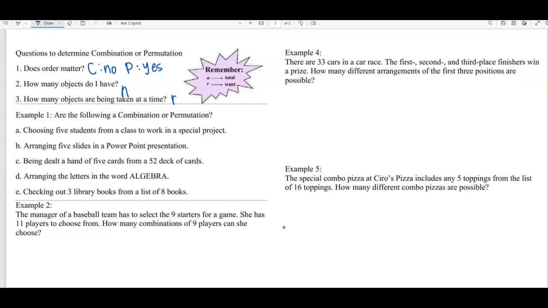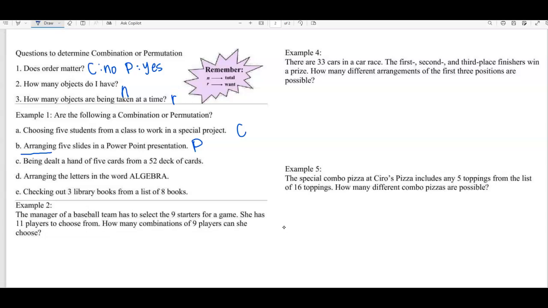Okay, so example 1. Choosing 5 students from a class to work on a special project. I'm choosing 5 students for a special project, so the order doesn't matter. It's just putting them in groups of 5. So that's a combination. Arranging 5 slides in a PowerPoint presentation. This is the keyword that I always look for, arranging. In a PowerPoint presentation, the order of your slides does matter, so that's a permutation.